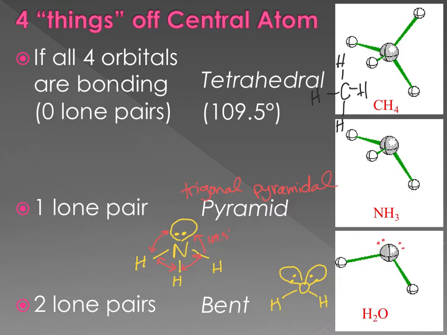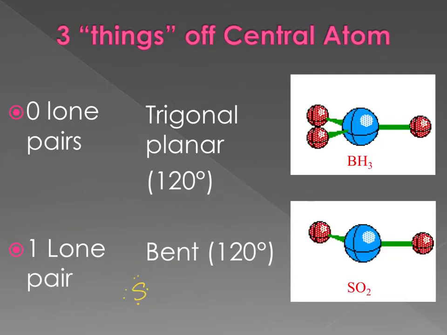So four things coming off the central atom, there are three different things that molecule could be based on: no lone pairs, one lone pair, or two lone pairs. In this example, we have three things coming off the central atom. Here the first example would be trigonal planar, however you want to say that.